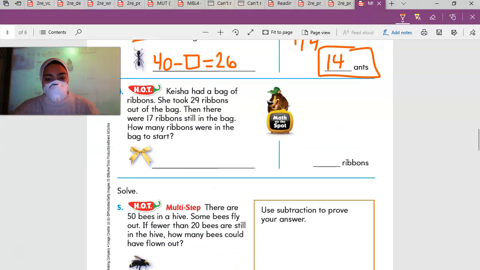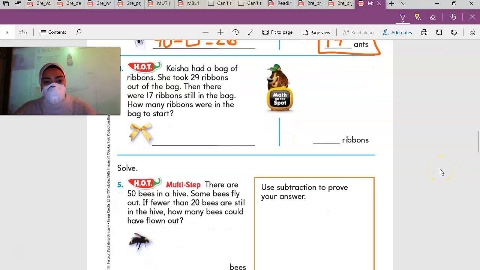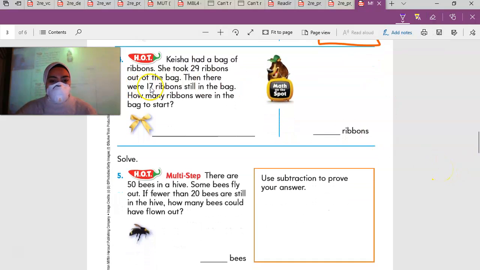Okay. So let's break apart this question. It's probably going to be the same. Keisha had a bag of ribbons. She took 29 ribbons out of the bag. Then there were 17 ribbons still in the bag. How many ribbons were in the bag to start?